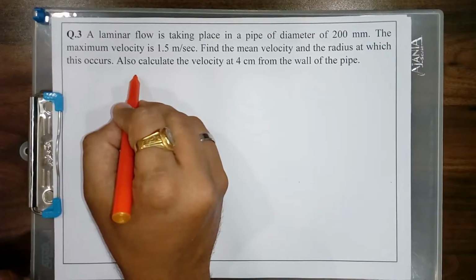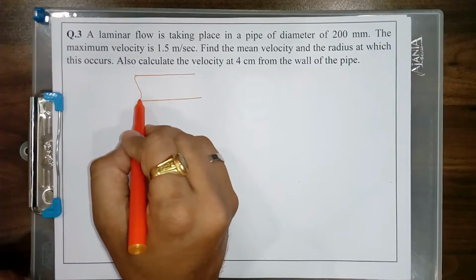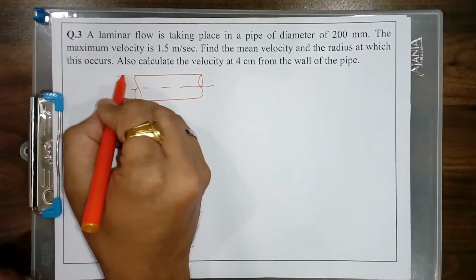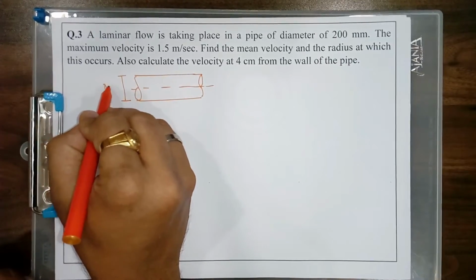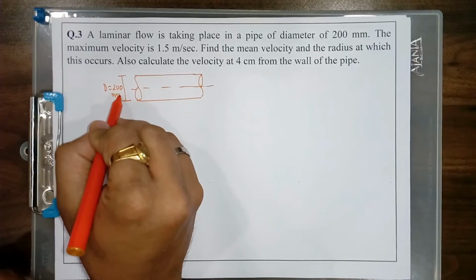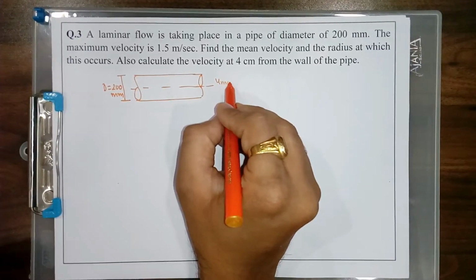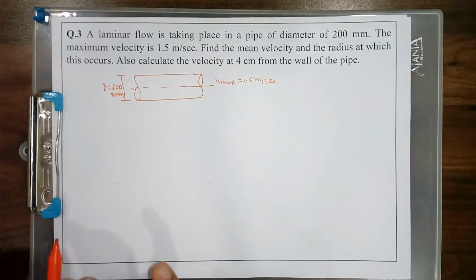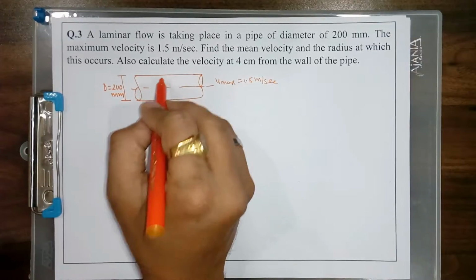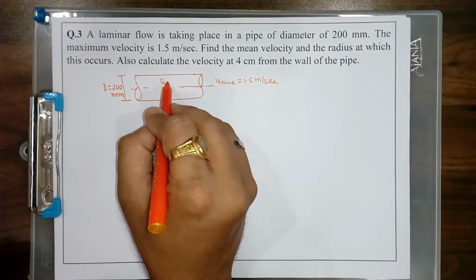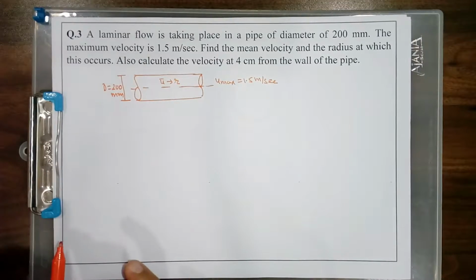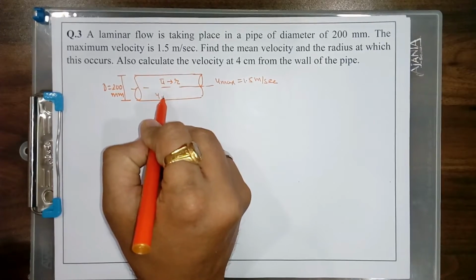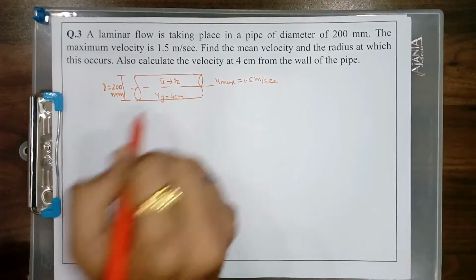Means students, here let we have this pipe. So this is our pipe, having the diameter D of 200 millimeter, and the maximum velocity of fluid is given, that is 1.5 meter per second. We need to calculate the mean velocity, means u cut, as well as where it occurs, means the radius at which this u cut occurs, and we also need to calculate the velocity, means u local, where y equals to 4 centimeters from wall.